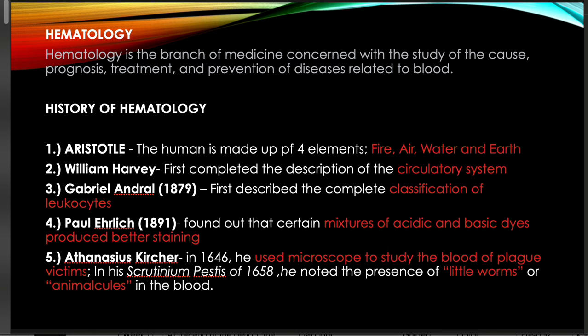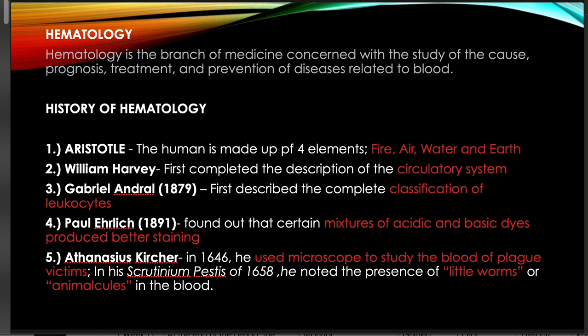We have Aristotle, who said that the human is made up of four elements: fire, air, water, and earth. William Harvey first completed the description of our circulatory system. Gabriel Andral, 1879, first described the complete classification of leukocytes. Paul Ehrlich, 1891, found out that certain mixtures of acidic and basic dyes produced better staining.